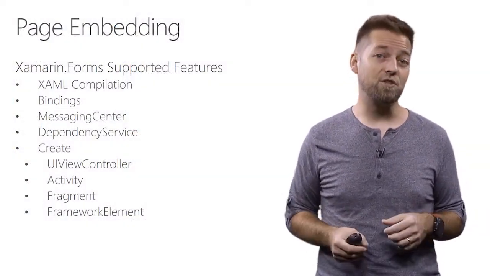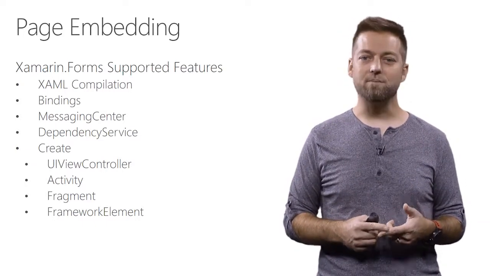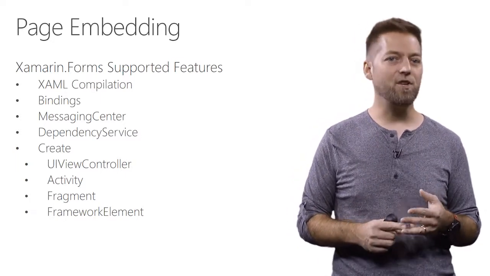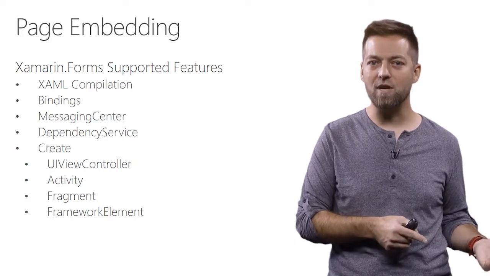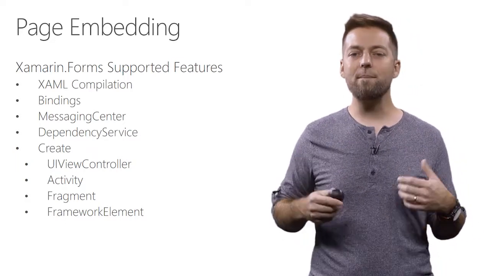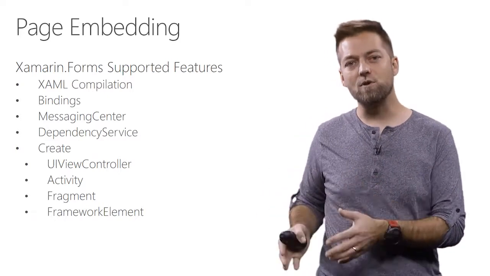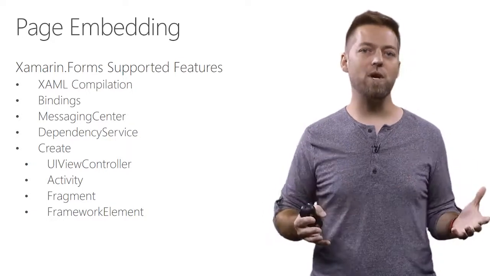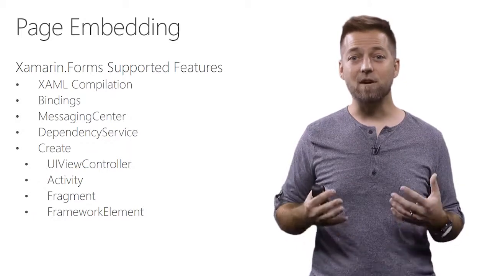Let's cover some of the things that we currently support. So XAML compilation is supported. You get that performance benefit. You still get bindings, which is awesome. Messaging Center is available if you want to use it. Dependency Service, if you don't already have an inversion of control container in your application, you want to use that, you can. And then, of course, the primary thing you're going to be doing with page embedding is creating those native UIViewControllers, activities, fragments, framework elements, and then using them however you wish in your native applications.